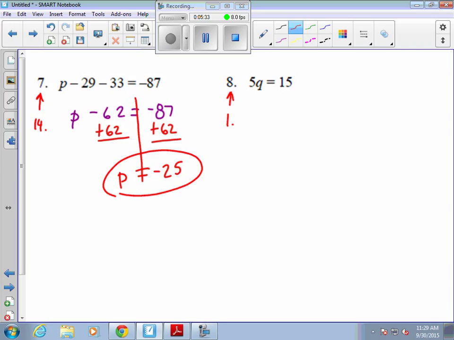5Q is equal to 15. Undo 5 times Q. Remember, addition cancels out subtraction, and subtraction cancels out addition. Multiplication is canceled out by division. So this says 5 times Q, divide. We want to keep Q, divide by 5. If you divide the left, do the same to the right. 15 divided by 5 is 3.